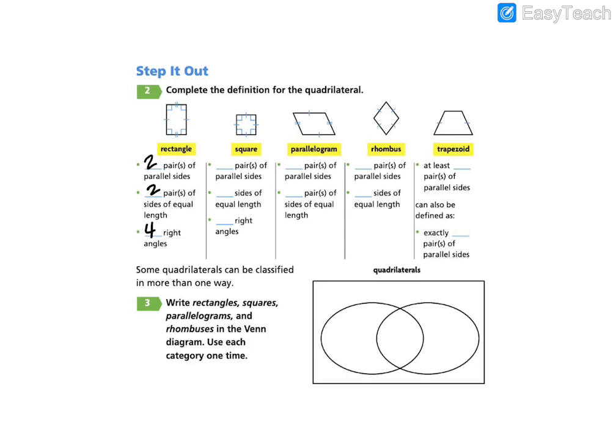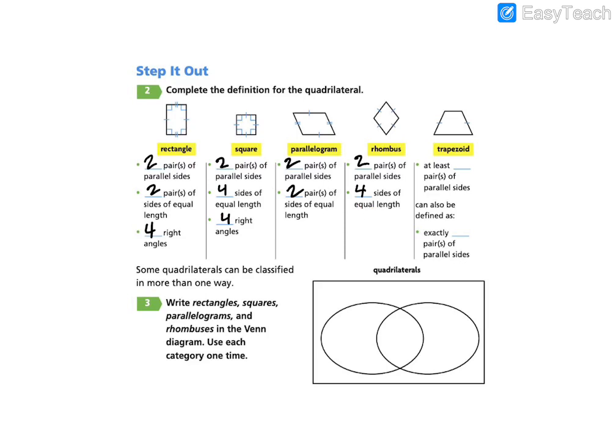Pause if you need any more time. So a square has 2 pairs of parallel sides. It has 4 sides that are of equal length, and it has 4 right angles. A parallelogram has 2 pairs of parallel sides and 2 pairs of sides of equal length. But a parallelogram does not have to have a number of right angles. So now let's look at a rhombus. A rhombus also has 2 pairs of parallel sides, and similar to a square, it has 4 sides of equal length. But again, a rhombus does not need right angles to classify it as a rhombus.